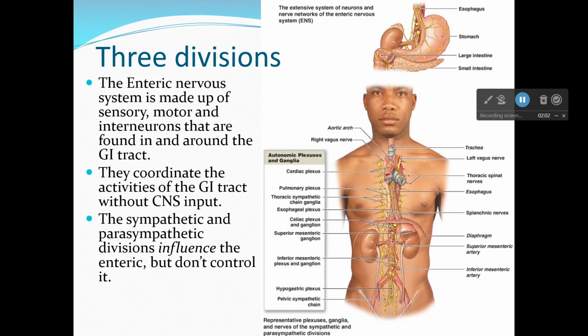So what does that tell you? It means that the gut is independent of the brain. Now, the brain can influence the gut's activity, like when we are scared or stressed, our digestive tract changes its activity, right? So that's an influence, but we don't need the brain to control the GI tract.